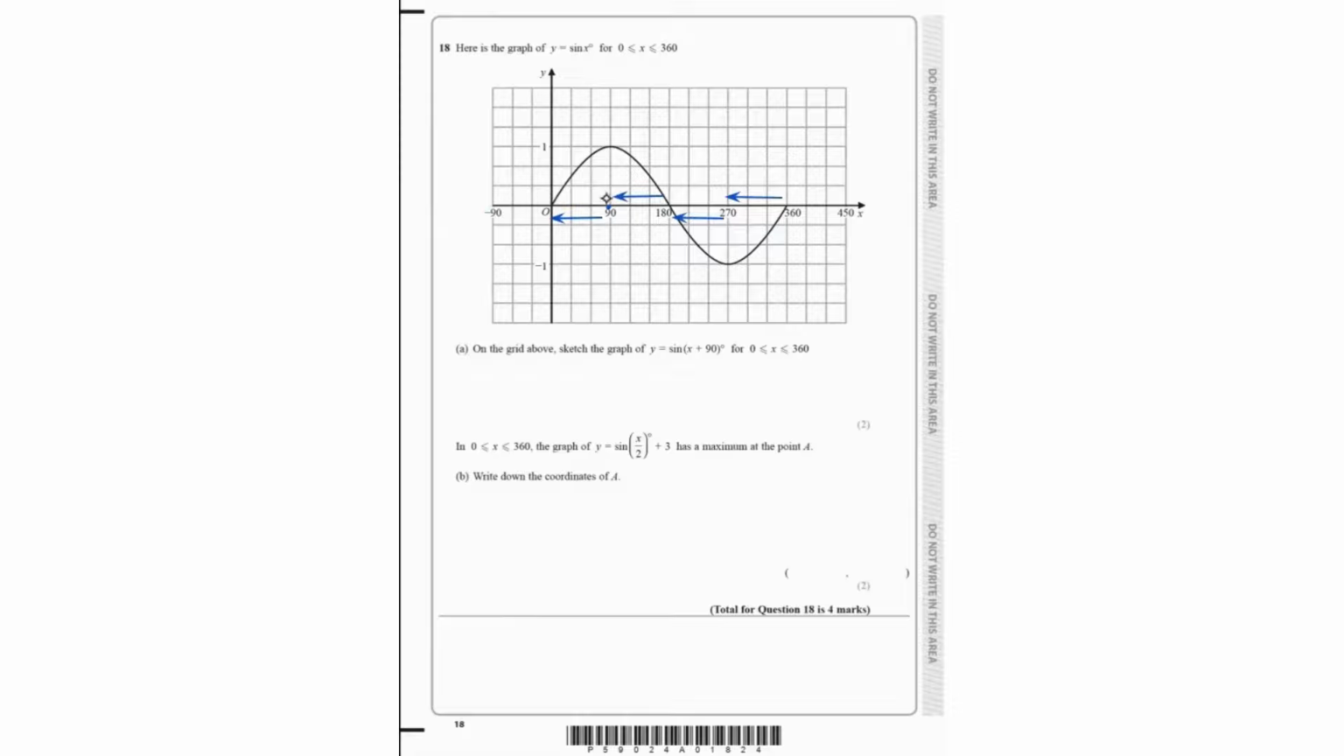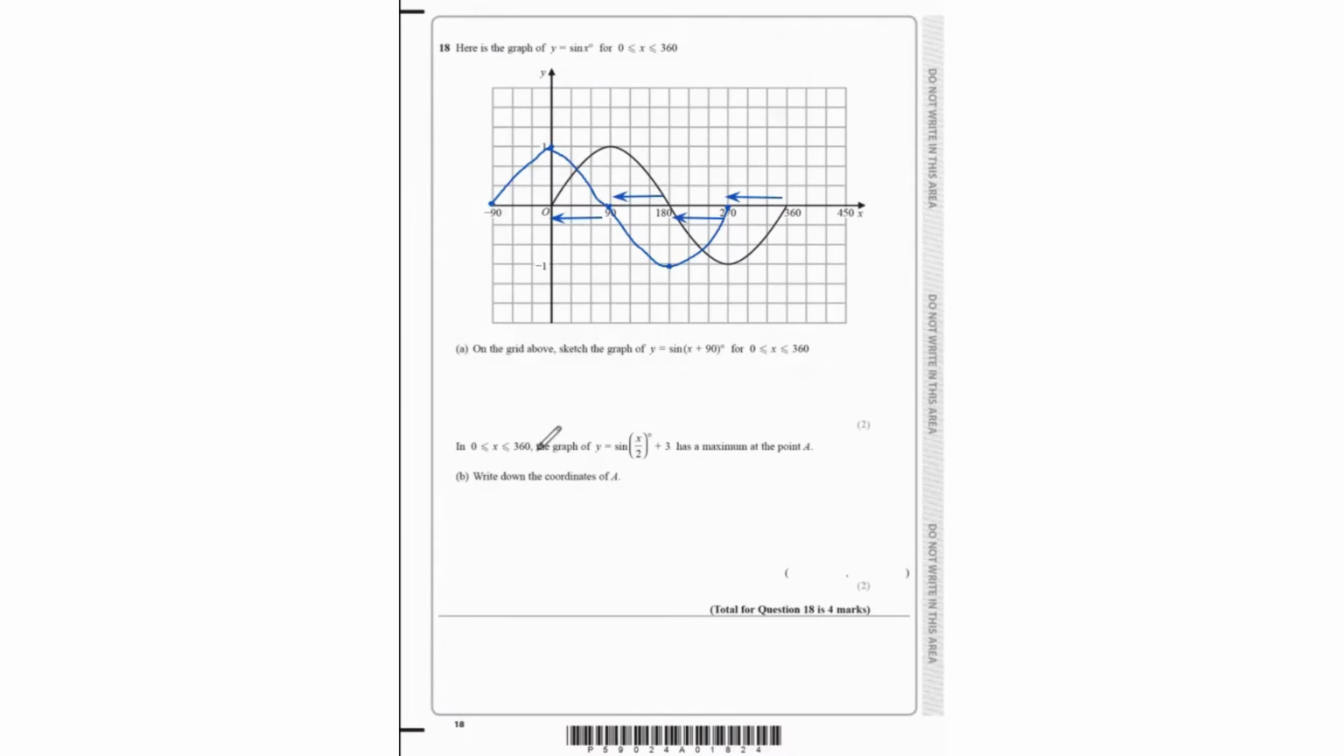So now if I draw the graph, this peak comes over here, the origin comes over here, 180 will come over here, 270 is over here, and 360 is over here. So this is your graph for y equals sine of x plus 90. The x values have moved 90 degrees towards the left side. So it's a horizontal transformation.